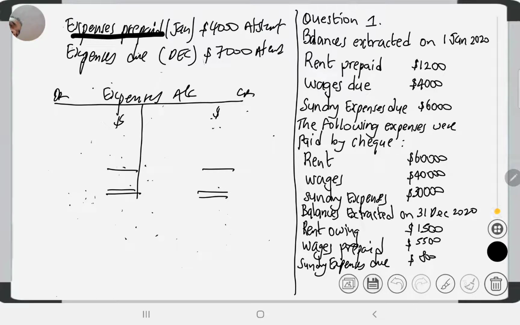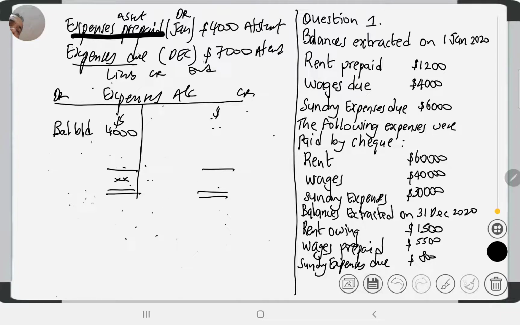Expenses prepaid. Asset. If it is asset, it will have a debit balance, and it is at the start, it will be recorded on the debit side. On the debit side at the start, we'll record $4,000. Expenses due. Liabilities. It will have a credit balance. It is at the end. At end, it will be recorded on the credit side below the total.